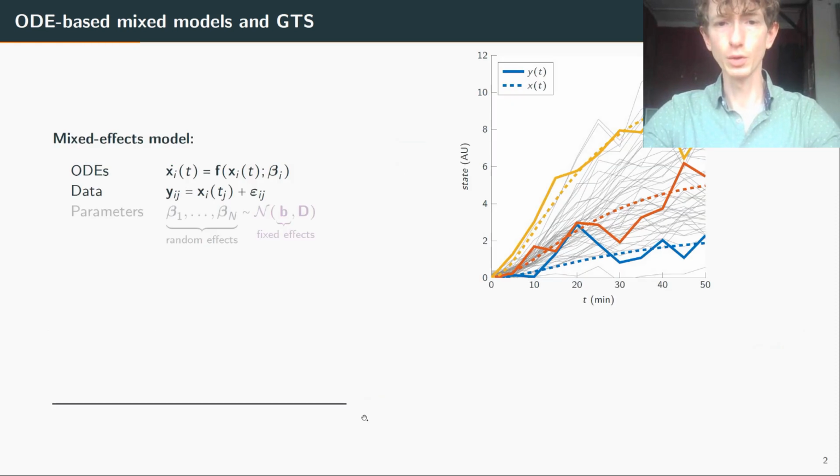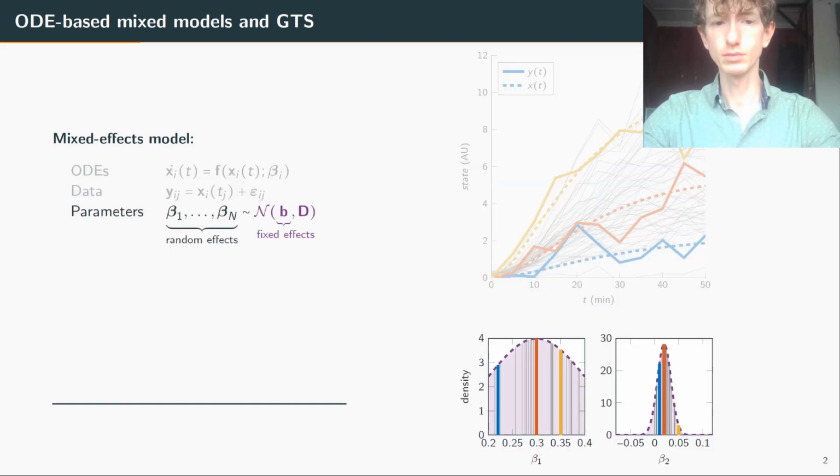The models of interest are nonlinear mixed effects models, and in particular those that are ODE-based. These models assume each cell has an underlying differential equation of a common form f, but with a different parameter vector beta_i. The data are assumed to be noisy samples from the cell-specific ODE solutions. The parameter vectors beta_i are referred to as random effects and are assumed to be distributed with mean B and covariance matrix D. In this setup, the mean B is called the vector of fixed effects.